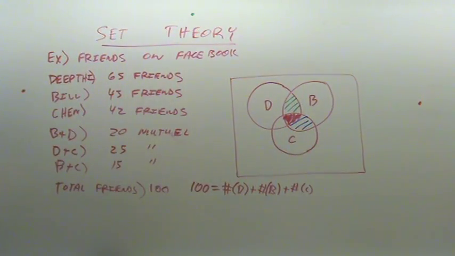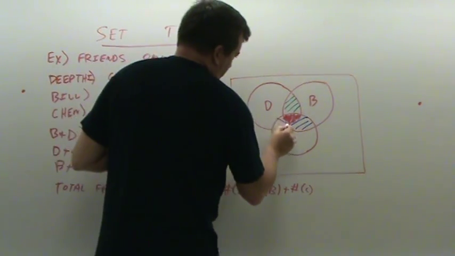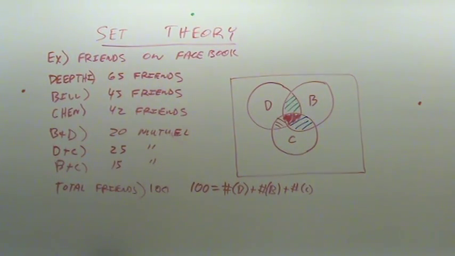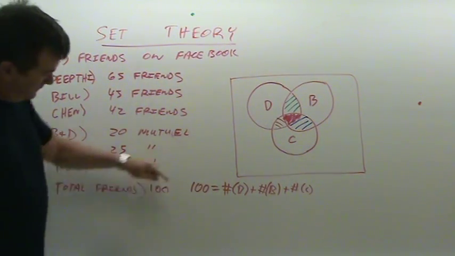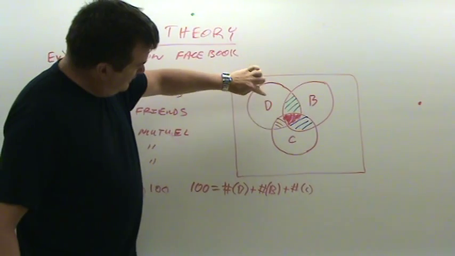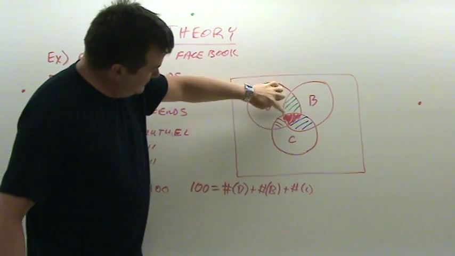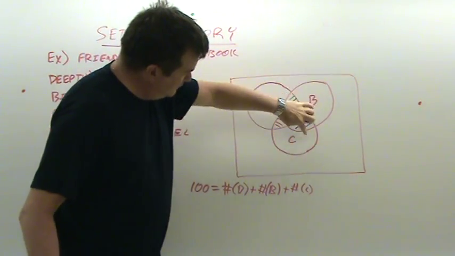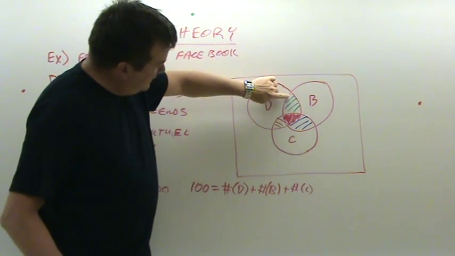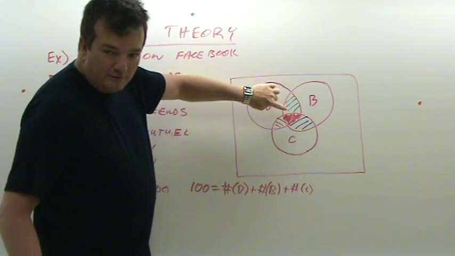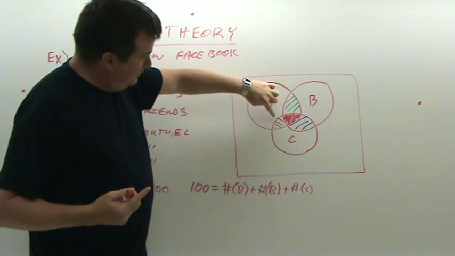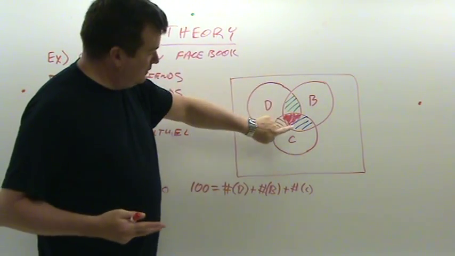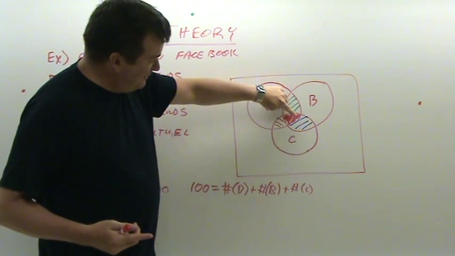This is a brown marker. I hope it shows up as a different color. So this equation counted all the people in this area once, all the people here once, all the people here once, which is good. But we counted all the people in green twice, all the people in brown twice, all the people in blue twice, and how many times did we count the middle? Three times.